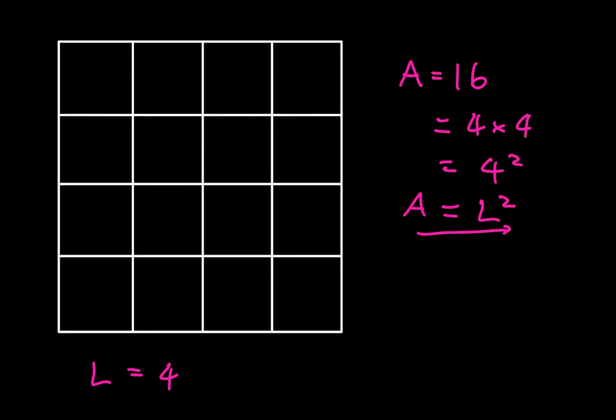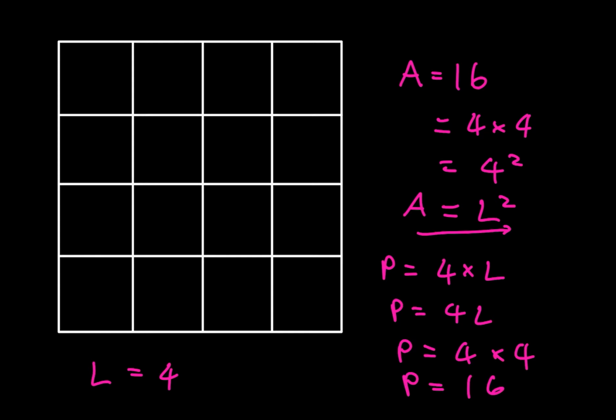Now let's talk about perimeter. So we said that each of these squares has a side length of 1, and we know that the length of this entire side then is 4. And now a square has 4 sides, so the perimeter is simply equal to 4 times the length, and that's the general formula. And so in this case, it's 4 times 4, which is 16 as well.